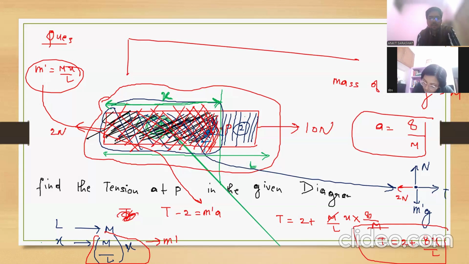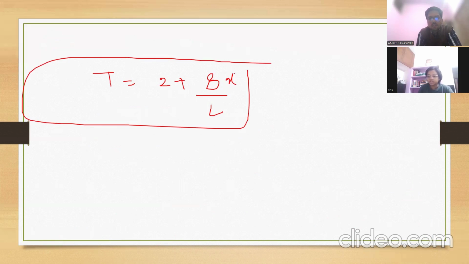So what you get? What is your finding here? If you write, then I will write again. Have you written? Have you written, Balambika? Yes, sir. Now I understood the answer. Understood now? So tension is coming like 2 plus 8x by L. Taking a common denominator, 2L plus 8x by L.